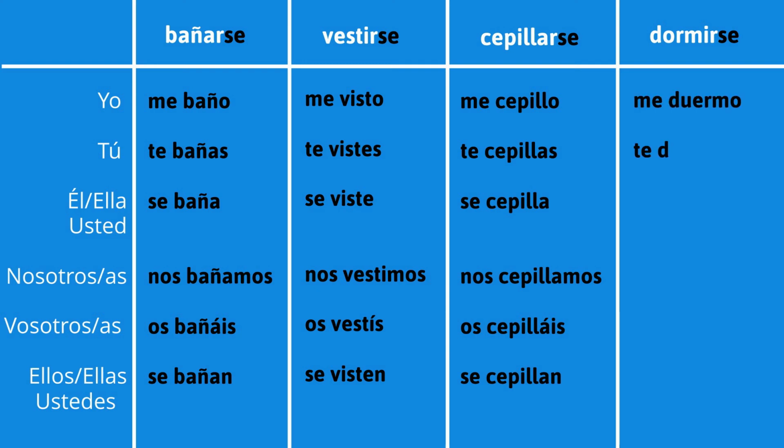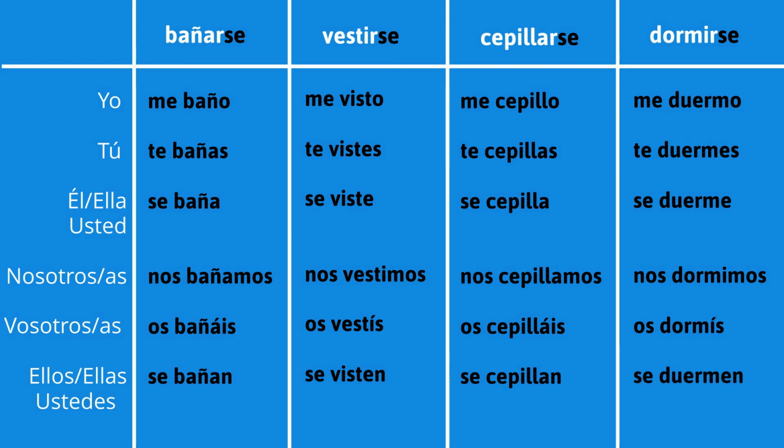Yo me duermo, tú te duermes, él, ella, usted se duerme, nosotros, nosotras nos dormimos, vosotros, vosotras os dormís, ellos, ellas, ustedes se duermen. There is a full list of reflexive verbs in your textbook.